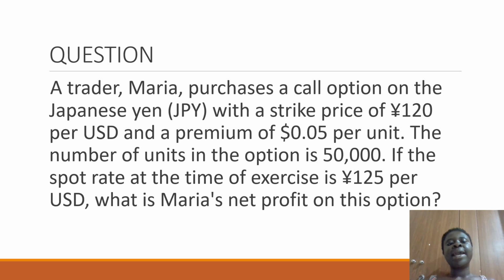So the question is, a trader, Maria, purchases a call option on the Japanese yen with a strike price of 120 yen per USD and a premium of $0.05 per unit. The number of units in the option is 50,000. If the spot rate at the time of exercise is 125 yen per USD, what is Maria's net profit on this option? You see that this question is dealing with currencies.